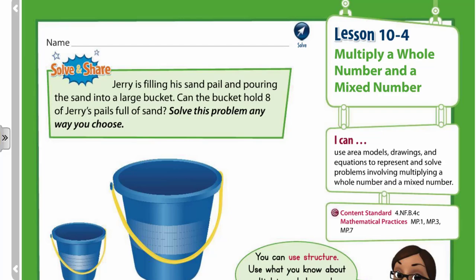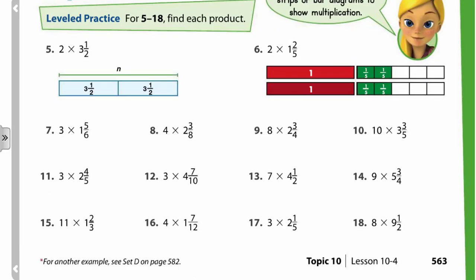Today we'll continue with the fourth lesson in topic 10, multiply a whole number and a mixed number. What we'll do today, we will solve questions like these. But before we start solving, I want to remind you about the main idea, how we multiply a whole number by a mixed number. Then we will solve these questions, some of them, not all of them. Then we will play a game and solve it together. That's what we are doing today.